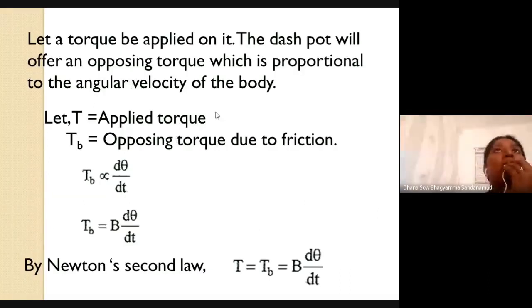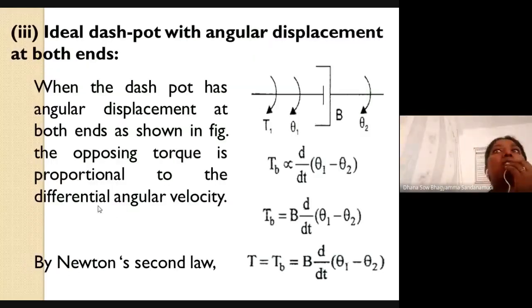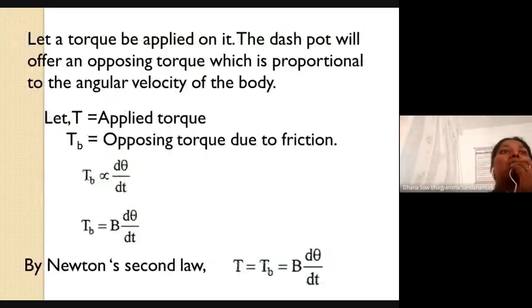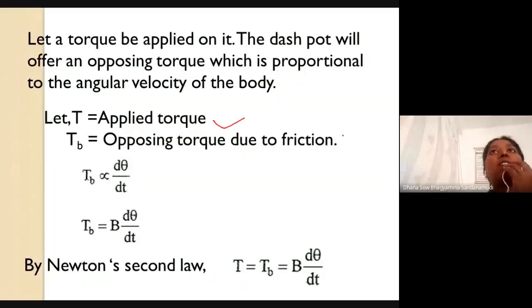Let us consider T is the applied torque, and T suffix B is the opposing torque due to friction. The friction opposing torque is proportional to the angular velocity. Angular velocity is d theta by dt. If you remove the proportionality, you replace it by some constant B. So T_B is B into d theta by dt.